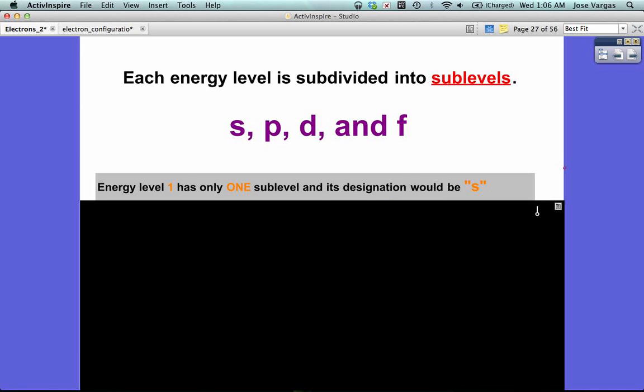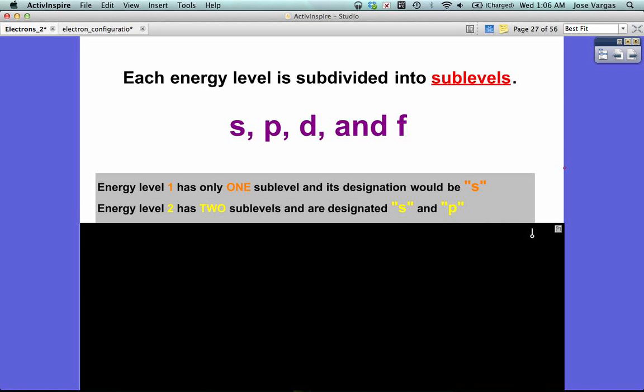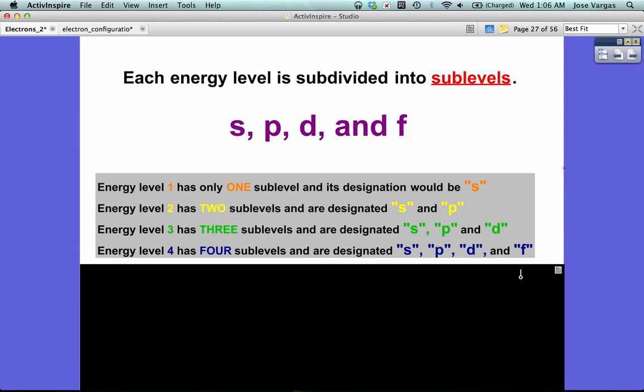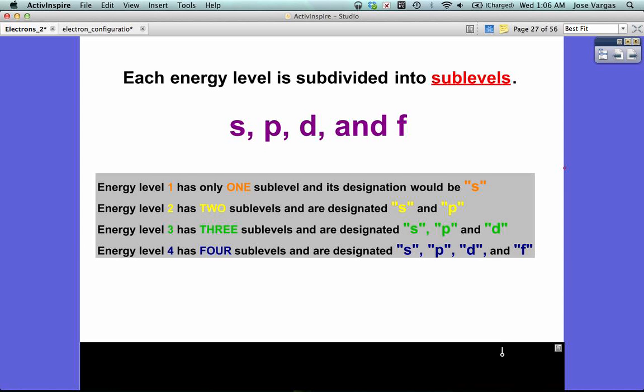Energy level 1 has one sublevel and we call it S. Energy level 2 has two sublevels and we call them S and P. Energy level 3 has three sublevels and we call them S, P, and D. And then energy level 4 has four sublevels and we call them S, P, D, and F.